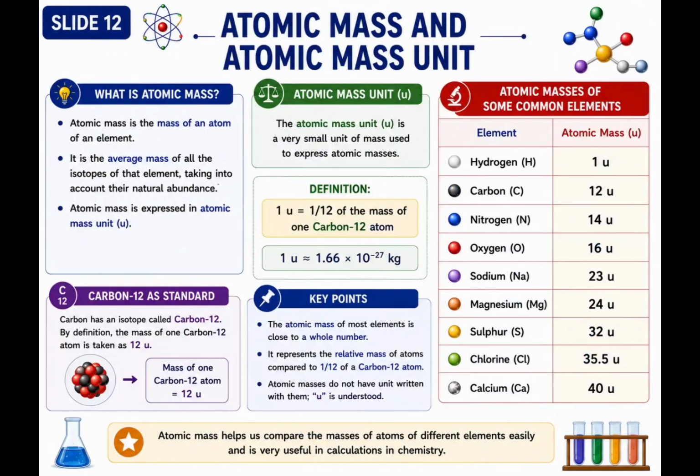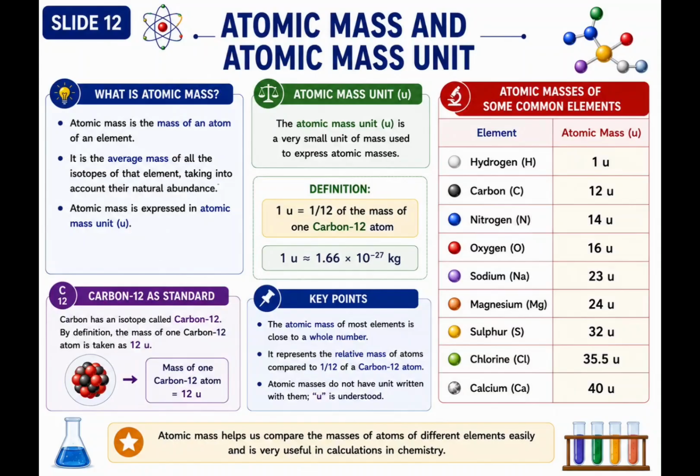Very interesting. Now we know that atoms are extremely tiny. So how can we talk about their mass? We cannot practically say this hydrogen atom weighs this many kilograms. The number would be extremely tiny. So scientists used a special unit called u, or atomic mass unit. We use carbon-12 as the reference for defining this unit.